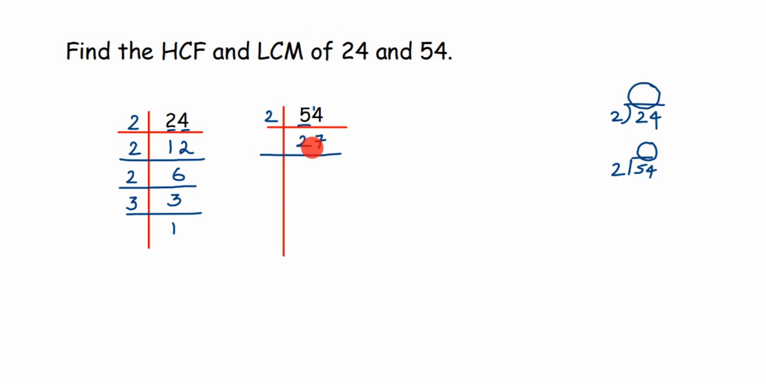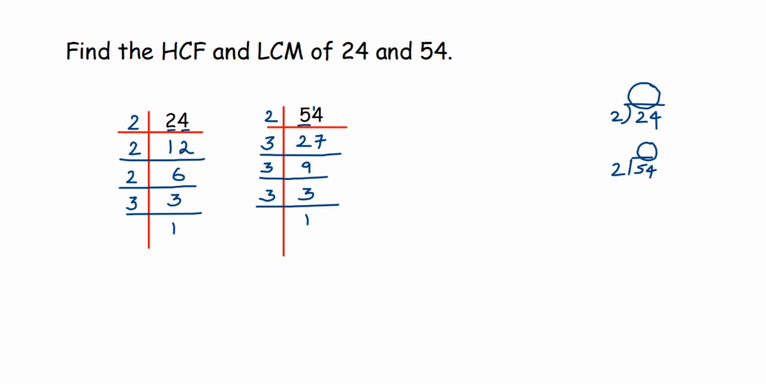Next we have 27, which is an odd number, which means we cannot take 2. We'll look for the next prime number, which is 3. Now 27 is divisible by 3. So we'll write 3. 3 nines are 27. Now we have 9, again it is divisible by 3. So 3 threes are 9 and 3 ones are 3. Once we get 1, we can stop.